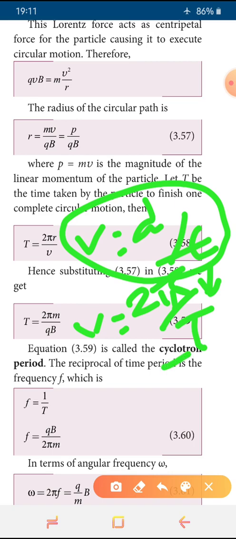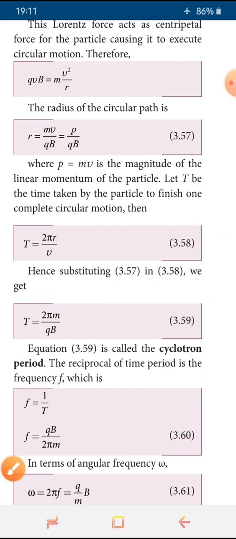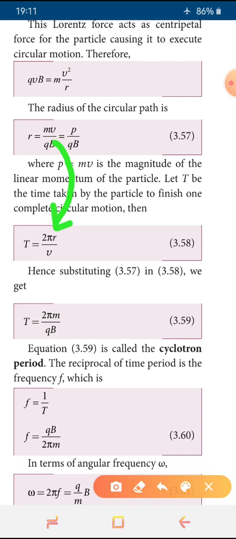Then this T will go to the left. Then we can write T is equal to 2 pi r divided by v. Understood? Capital T is equal to what? 2 pi r divided by v. That is written here as equation number 3.58. After clearing equation 3.58, we are substituting 3.57 in 3.58. This equation is substituted here.